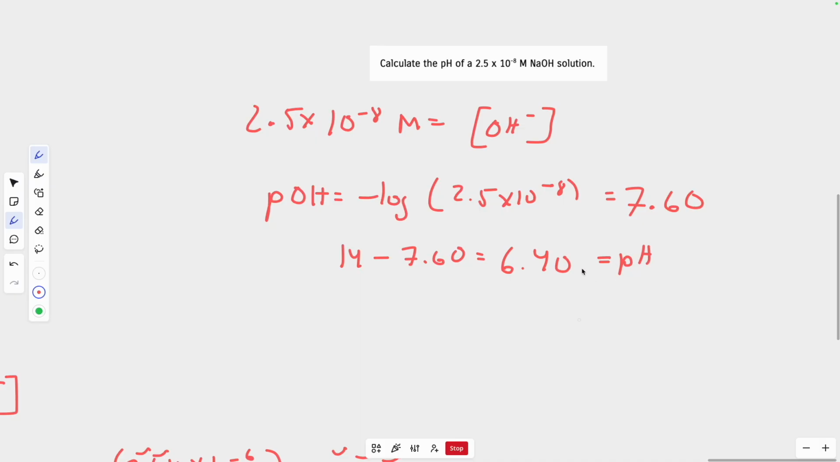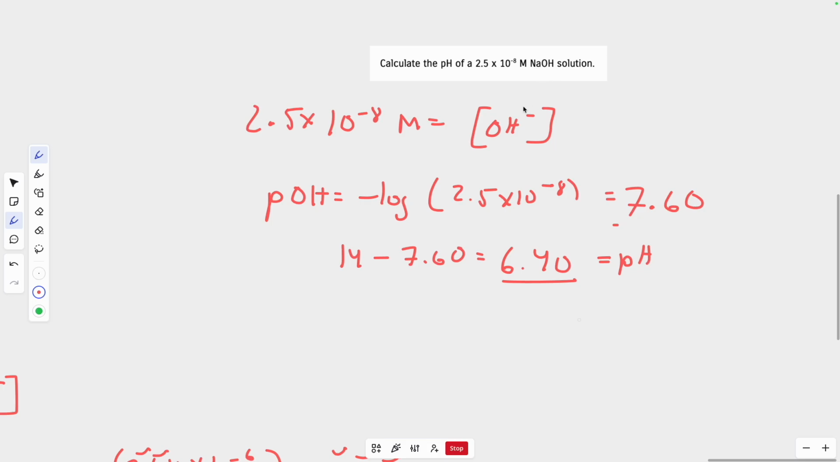So now you might be thinking, we added a small amount of base into a solution, right? But when we do this, we're getting a pH that's less than 7, meaning it's an acidic solution, which doesn't make sense. So this is when we have to realize that NaOH isn't going to be the primary contributor of OH minus or H plus ions in this case.